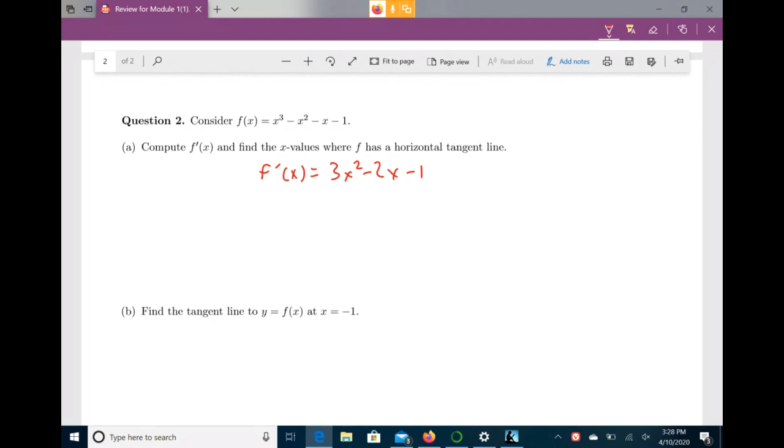So when does a function have a horizontal tangent line? Exactly, when the slope is 0. So this is the kind of conceptual stuff. You'd want to say, well, the slope of a horizontal line is 0. So f has a horizontal tangent line when f prime is 0.